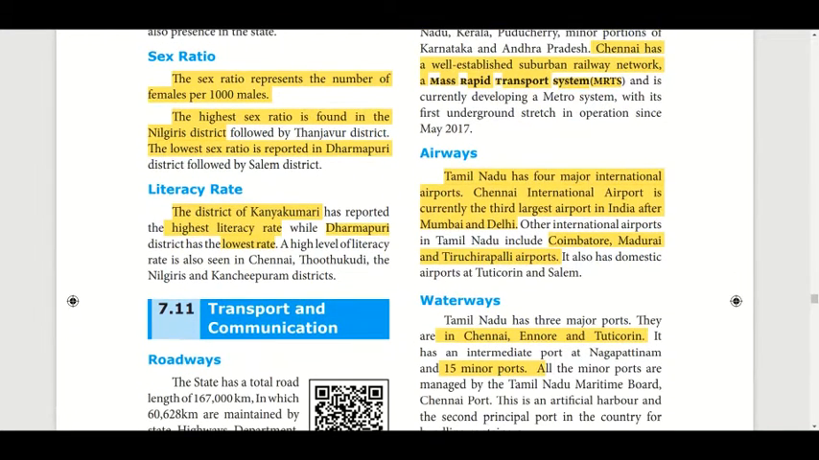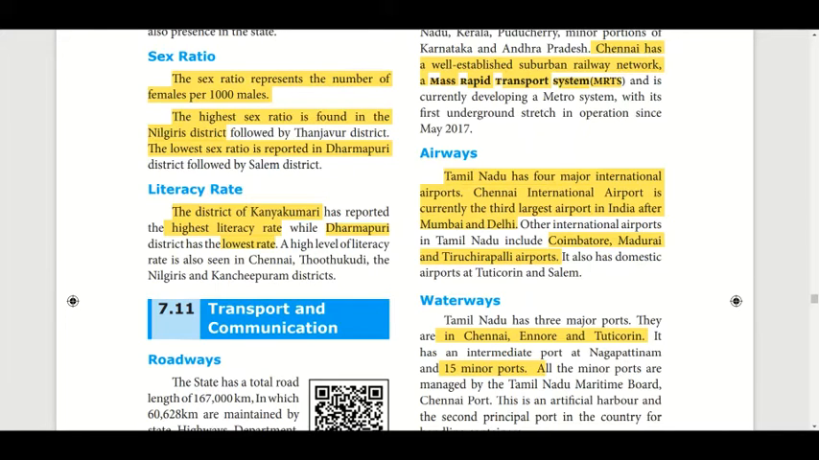Next, literacy rate. You know what is meant by literacy? Yes, related to education. The district of Kanyakumari has reported the highest literacy rate. So Kerala people, they are good in education and they are number one. You might have heard about it, isn't it? The district of Kanyakumari has reported the highest literacy rate, while Dharmapuri district has the lowest rate.